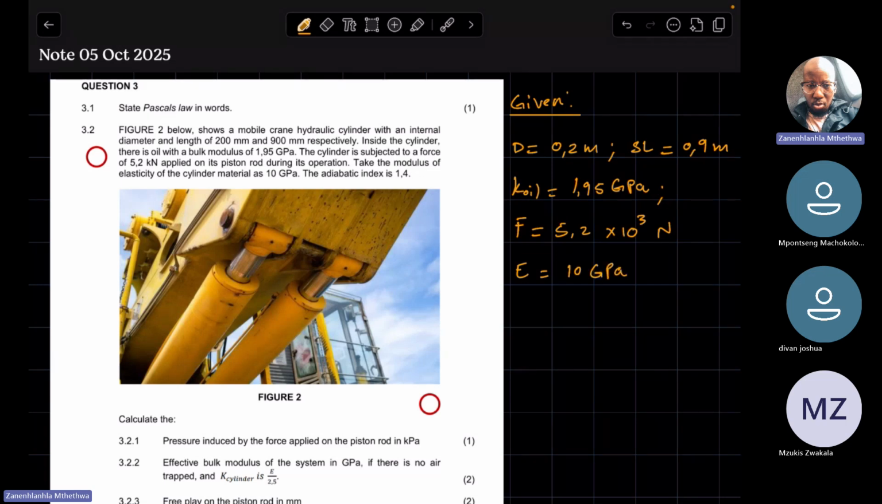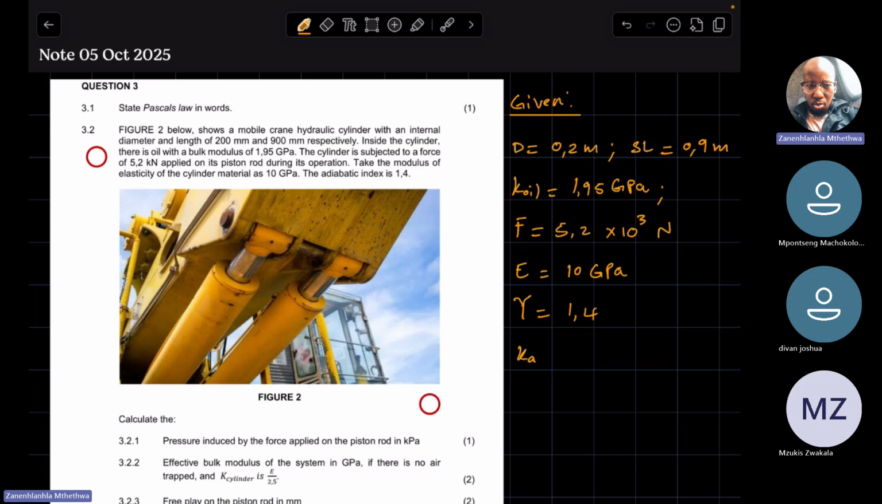And then the adiabatic index is equal to 1,4. The adiabatic index, we use this to calculate. So it sometimes happens that you have air trapped in the cylinder, right? And to calculate the bulk modulus of that trapped air, this is what you use, the adiabatic index.